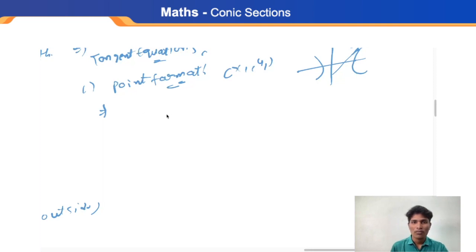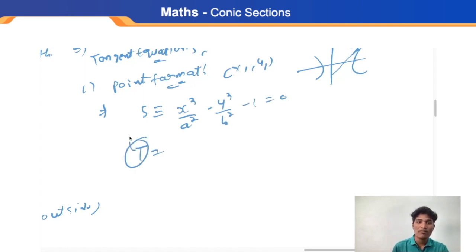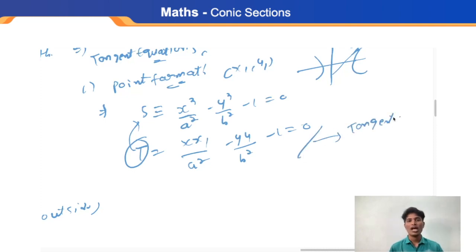How? I already said, the equation is x square by a square minus y square by b square minus 1 equal to 0. What is the transformed equation of this one? It will be xx1 by a square minus yy1 by b square minus 1 is equal to 0. This is the answer. This is the tangent, and this is the point form.